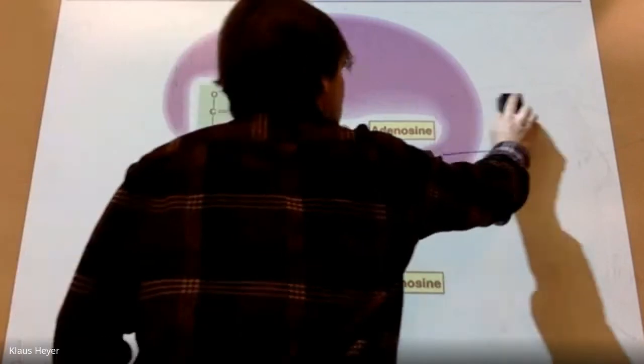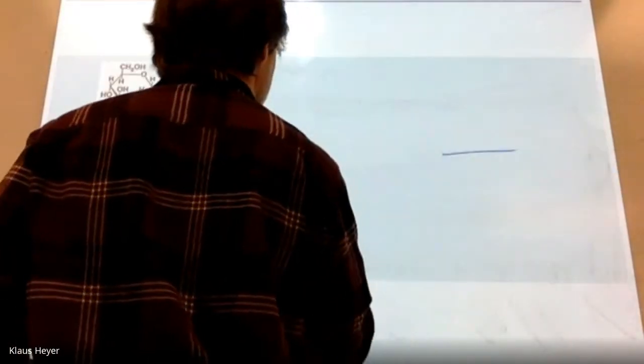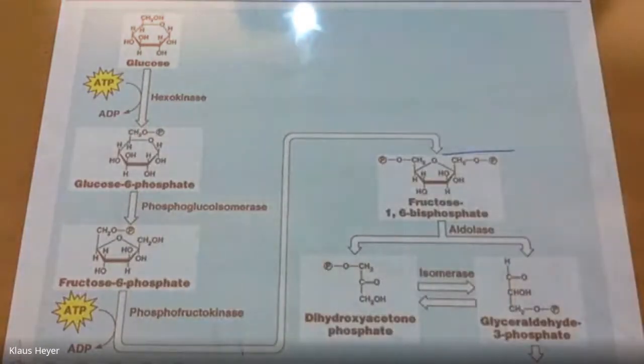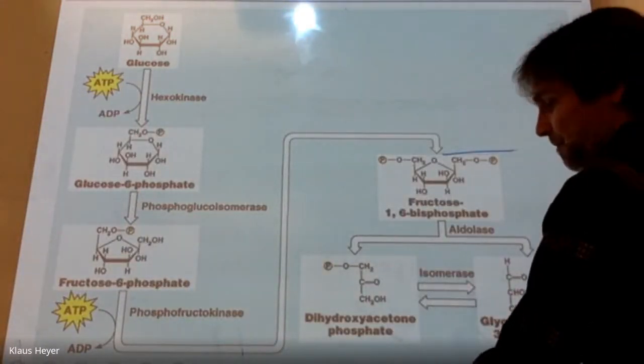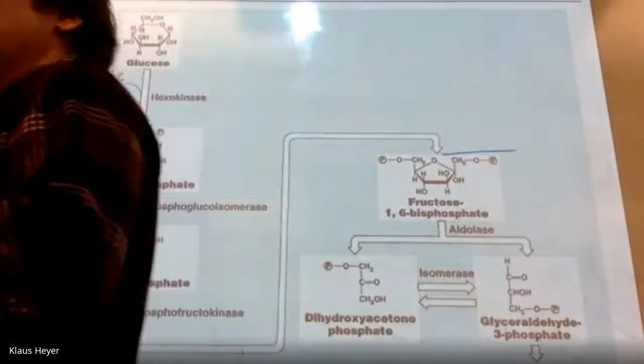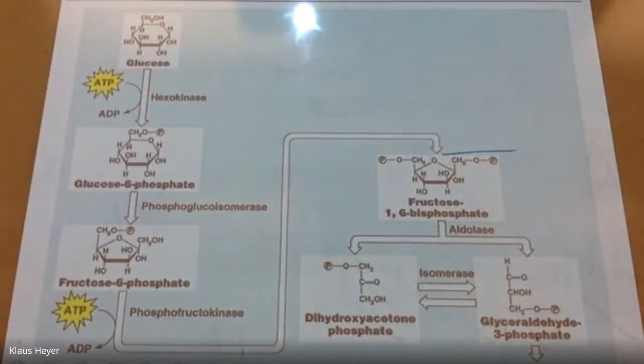It would help if I erased these. Here's half of it. A lot of places would make you memorize every step, and I used to as well. So you would have to know that glucose goes to glucose 6 phosphate, and that hexokinase was the enzyme that catalyzed that reaction. And then what happened?